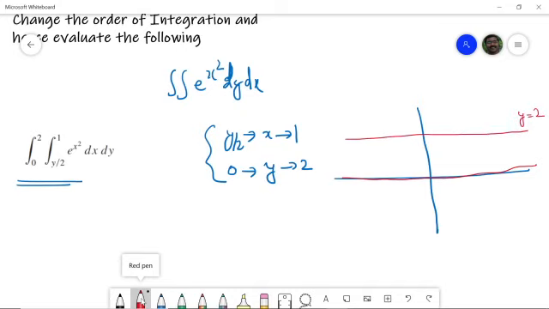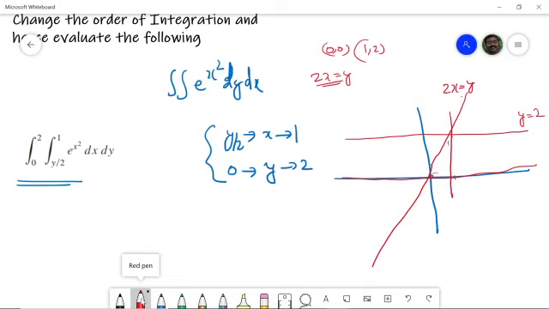Now your x is varying from y by 2. So x equal to y by 2 means 2x is equal to y. In order to draw this line, two points are needed: when x is 0, y is 0, and when x is 1, y is 2. So if you have 0 0, this is 1, this is 2 here, this will be the line 2x is equal to y, going till x is equal to 1. So if you draw the line, this is the line 2x equal to y.